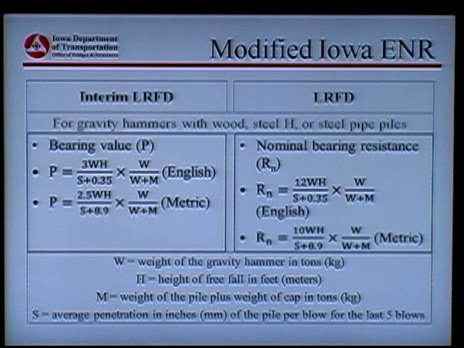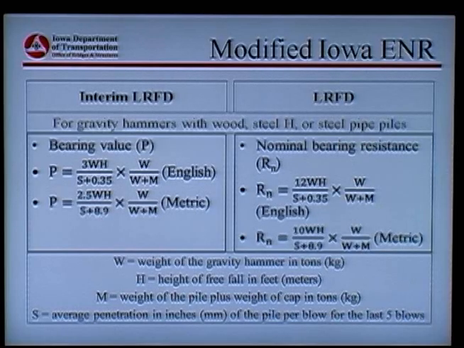Right? And this is the modified Iowa ENR formula. Under this column is the equation for a gravity hammer with wood, steel H, or steel pipe piles. This is the equation you may be familiar with. Right? So this is the formula used under this interim LRFD procedure.